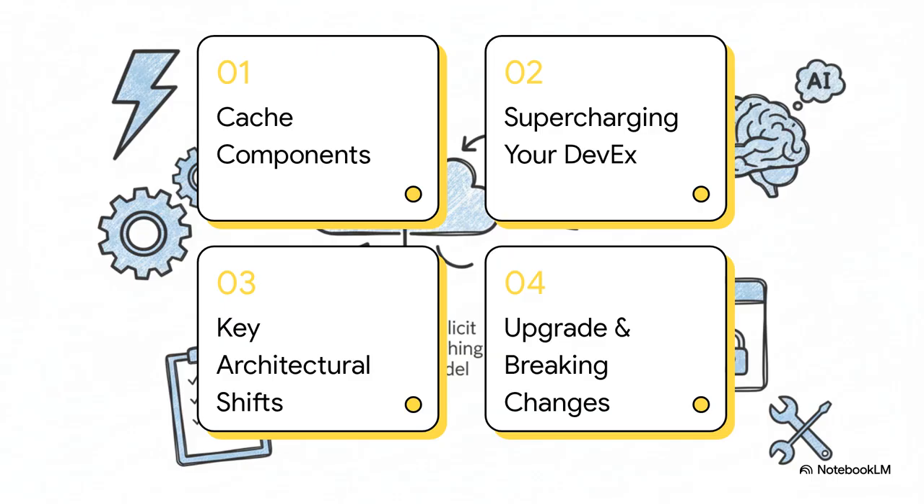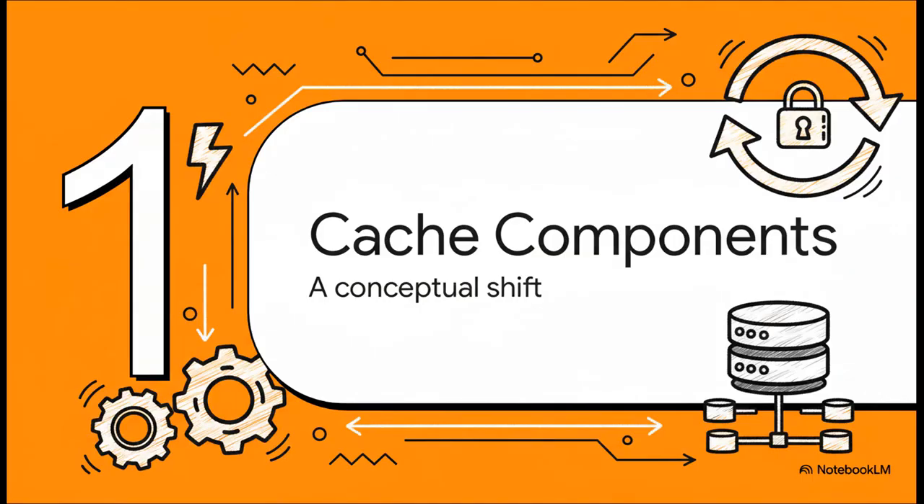Okay, here's the plan. We're going to kick things off with the big one, cache components. Then we'll get into the awesome developer experience upgrades, check out some key architectural changes, and wrap it all up with a super practical guide on how to upgrade and deal with any breaking changes. Sound good? All right, first up, introducing cache components.